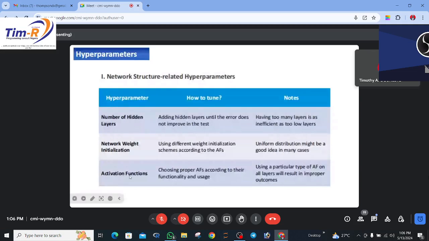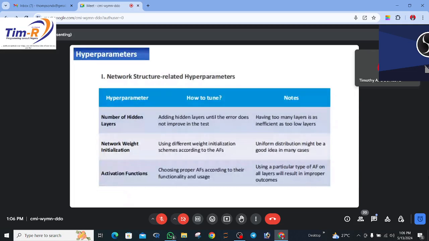Another one is the activation functions, which has to do with when we are trying to set up the architecture of a neural network. So now, choosing proper activation functions according to their functionality and usage. When we say functionality and usage, there are certain cases where some activation functions are very proper and some we don't need at that point. So we need to choose carefully.